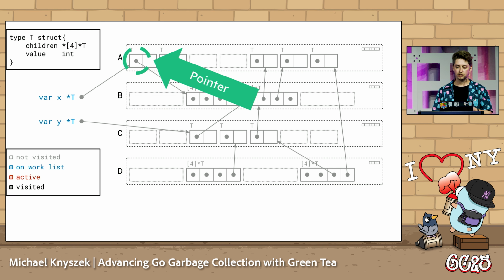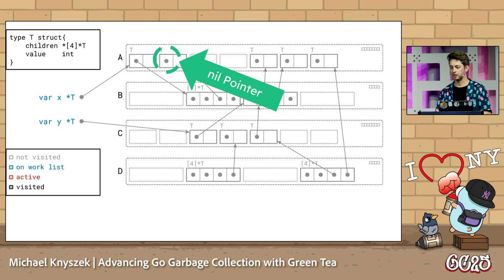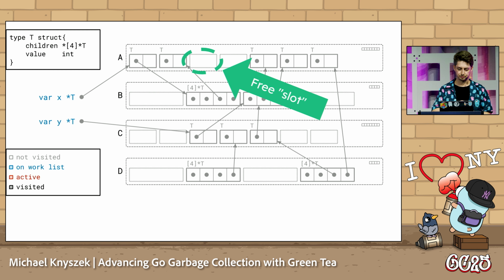Each square inside of an object represents 8 bytes of memory. A square with a dot is a pointer. If it has an arrow, then it's a non-nil pointer pointing to some object. And if it doesn't have a corresponding arrow, that's of course a nil pointer. Next, these dotted rectangles represent free space, what I'll call a free slot. We could put an object there, but there currently isn't one.